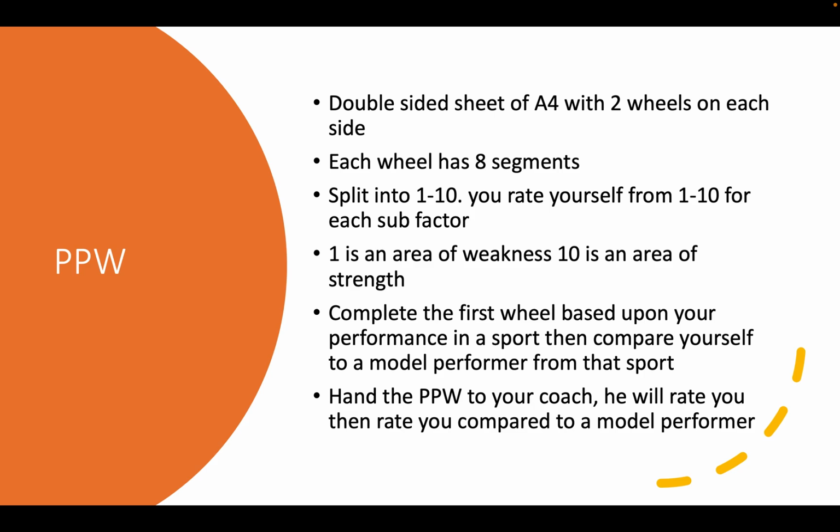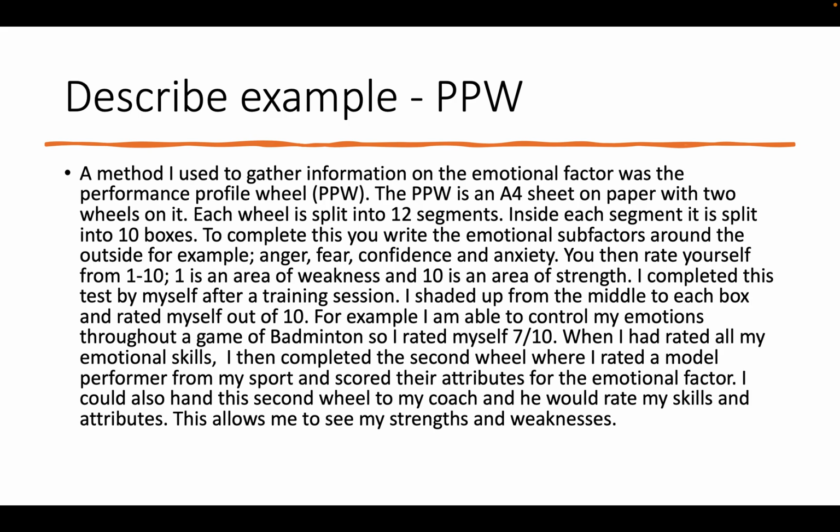boxes. You complete the first wheel based upon your own performance in a sport, and then you complete the second wheel where you compare yourself to a model performer from that sport. Once you've done this, hand your PPW to your coach, and he will then complete the wheels on the other side of the sheet of paper. He will rate your performance, and then he will also rate the model performer, and we can compare our results.